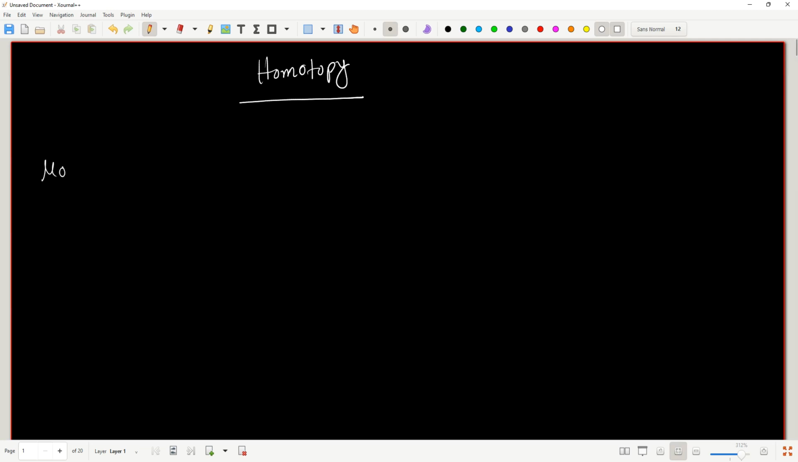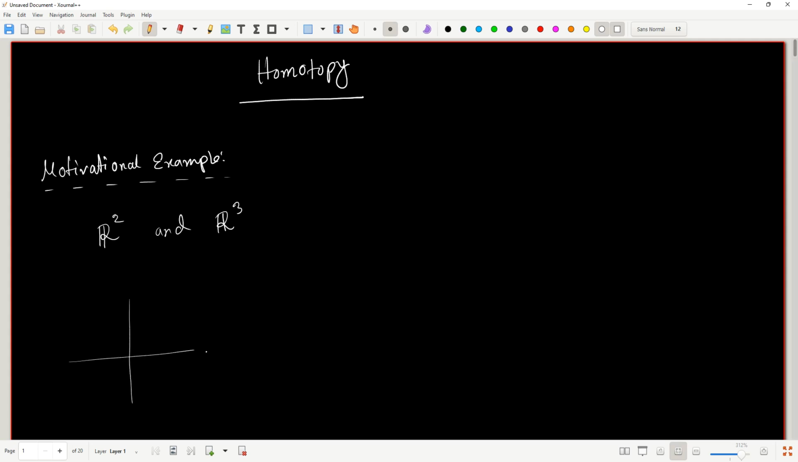So this is a motivational example. Let's consider a space R2 and consider another space R3. Geometrically, if I try to draw this, R2 is just my xy plane, and R3 would be my 3D space.